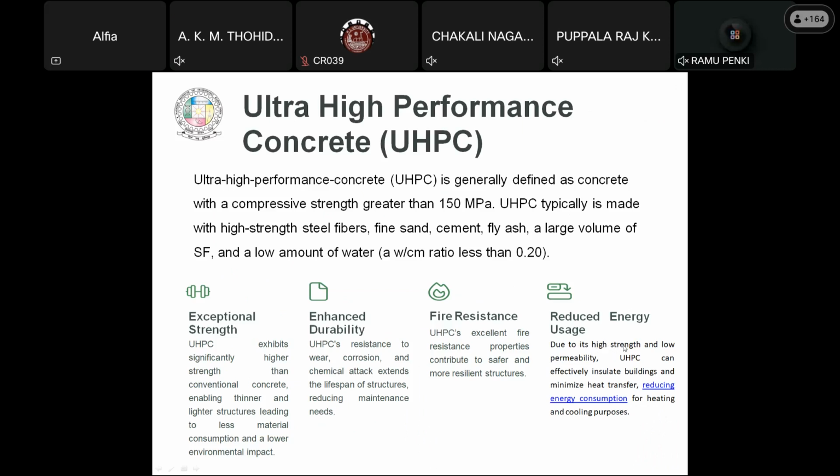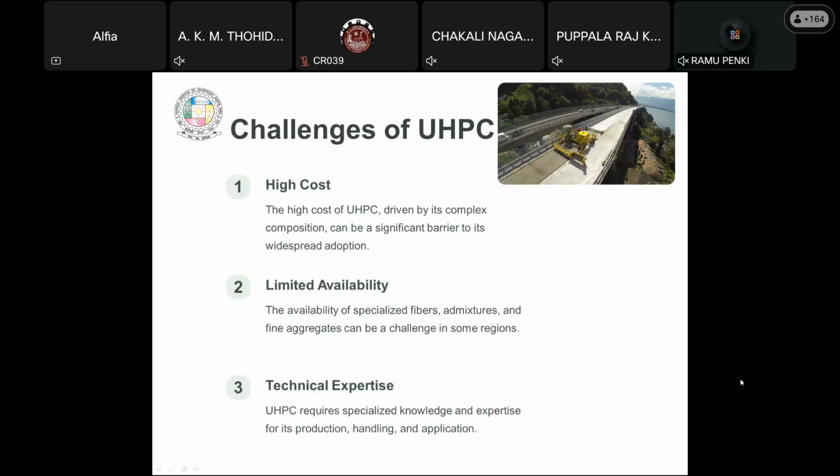Due to its high strength and low permeability, UHPC can effectively insulate buildings and minimize heat transfer, reducing the energy consumption for heating and cooling purposes. Okay. So although there are many benefits of UHPC, there are several challenges as well. One is the high cost. Okay. So the high cost of UHPC is because of its composition. Okay. And the expertise required to design this kind of concrete. Then the limited availability of the materials used to design this UHPC concrete. For this, we need specialized fibers and admixtures and fine aggregate, which can be challenging to get in some locations.